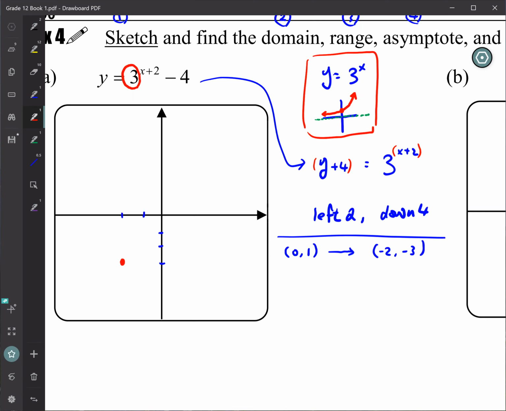Now, what about the green line, the asymptote line? Left 2 and down 4. Which one affects the asymptote line? Tiana? Which one do you think will affect the asymptote? Is it moving left 2 or down 4? Moving left. Moving left 2. So for example, here's the line, right? This is the original line. If I move this line to the left by 2, do you think it's a new place?